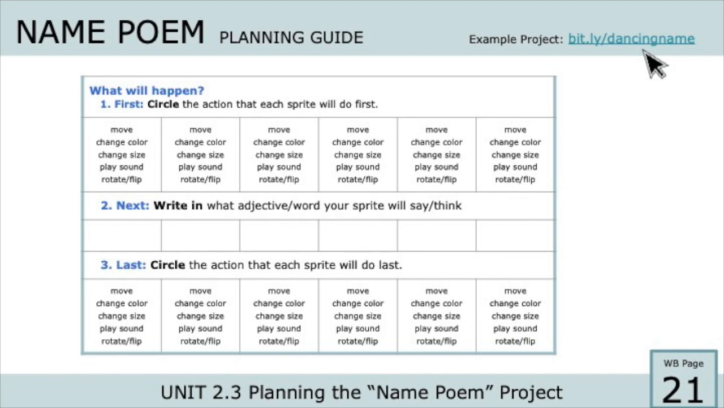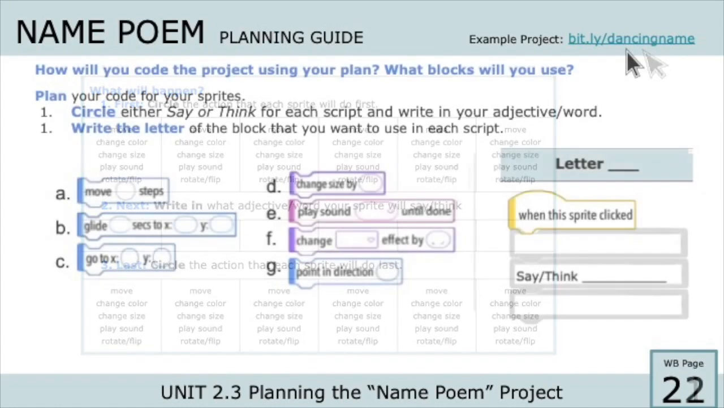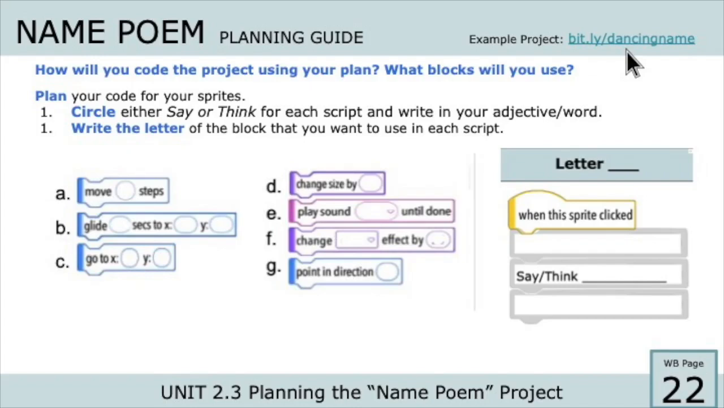So each of those sprites, you might have noticed when I ran it, when I clicked, it did an action, then it said the adjective, then it did another action. And that's what the project is going to be: their letters are going to action, say a word, and then action. The second part of the planning page, the planning guide, has code blocks so that they can build the scripts here in their workbook before they build it in Scratch. It's just another helpful piece so that they have it all in front of them.